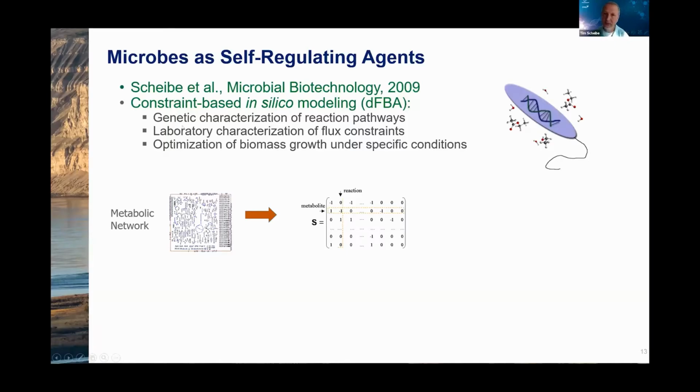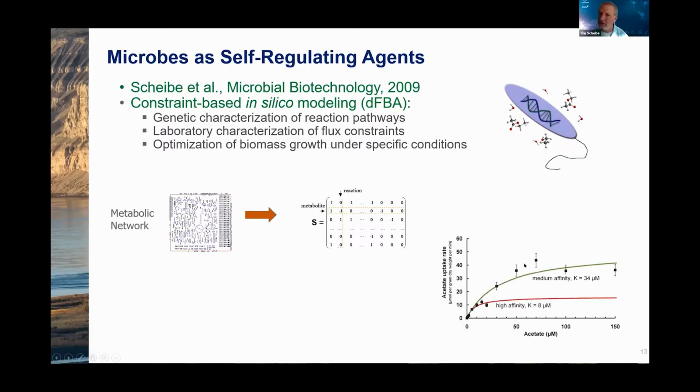And in that, basically, we do a genome scale characterization of the reaction pathways based on genomic sequencing and annotation to identify the metabolic network. And that metabolic network can then be represented as a stoichiometric matrix, which in turn can be subjected to flux constraints. In our case, we used flux constraints based on uptake of 3 key constituents: acetate, iron, and ammonium. And so these were measured in the laboratory and fitted to Michaelis-Menten type of models.